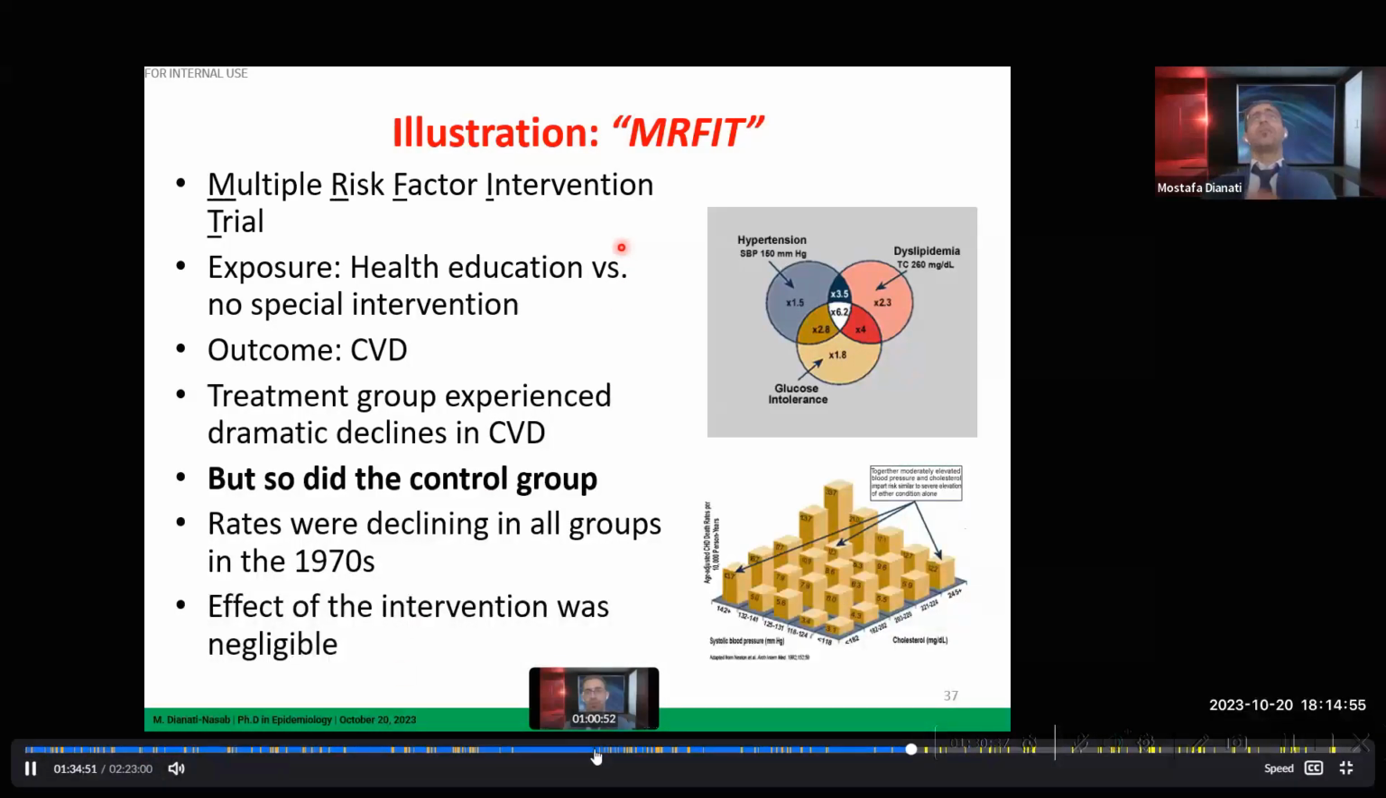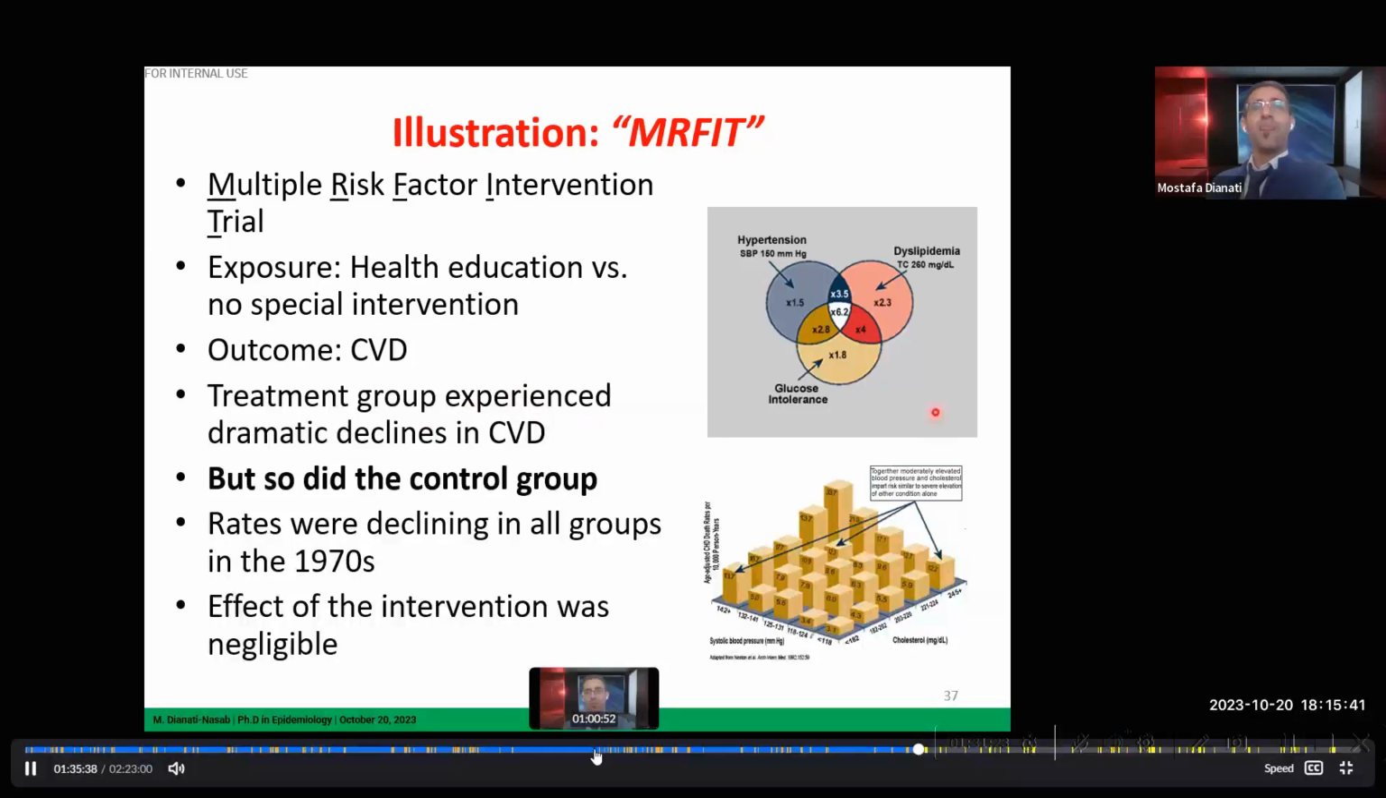And here in this kind of research, we have a really famous term, and we call it MRFIT, multiple risk factor intervention trial. For example, your exposure is health education versus no special intervention. So in your society, you are going to use health education, and for some other cities, maybe no special intervention, and your outcome is cardiovascular diseases. You are going to see the effect of, for example, health advertisement through television and so on, and to see the results on your society.